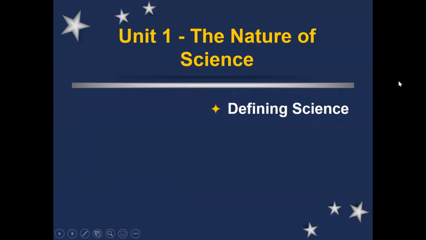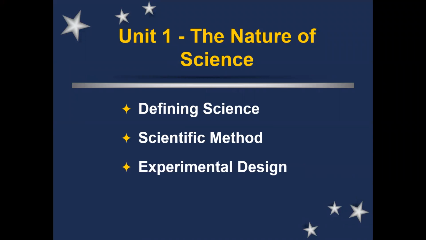There are four main things that we want to focus on for this unit. First one, we talked about a little bit: defining science and scientific method. We're going to get deeper into experimental design and how to use data and measurements.